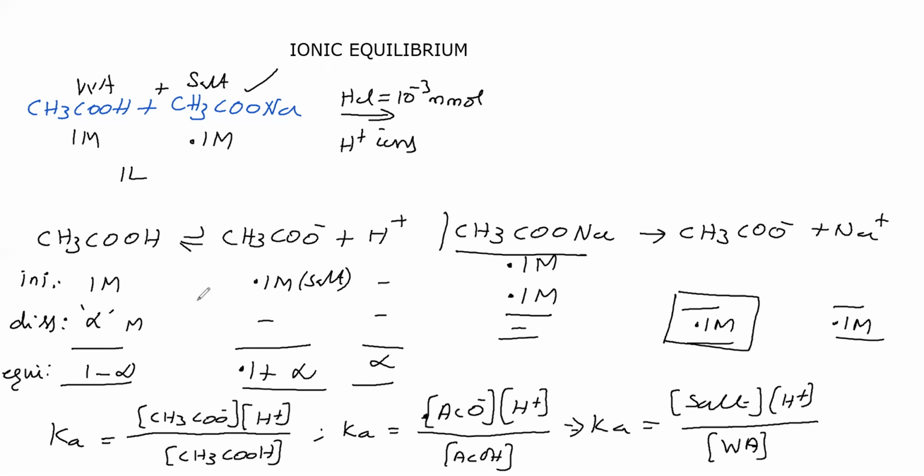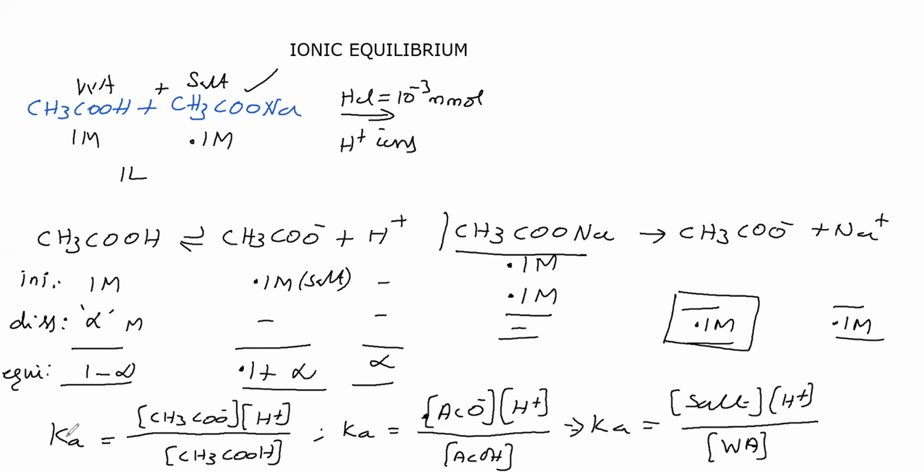So due to common ion effect, we can say concentration of acetate ion is nearly equal to concentration of salt. Okay, sir. And also we have to check here we neglected. For acetic acid case, we have neglected because Ka is 10 power minus 5, so that we have neglected this alpha when compared to 0.2.